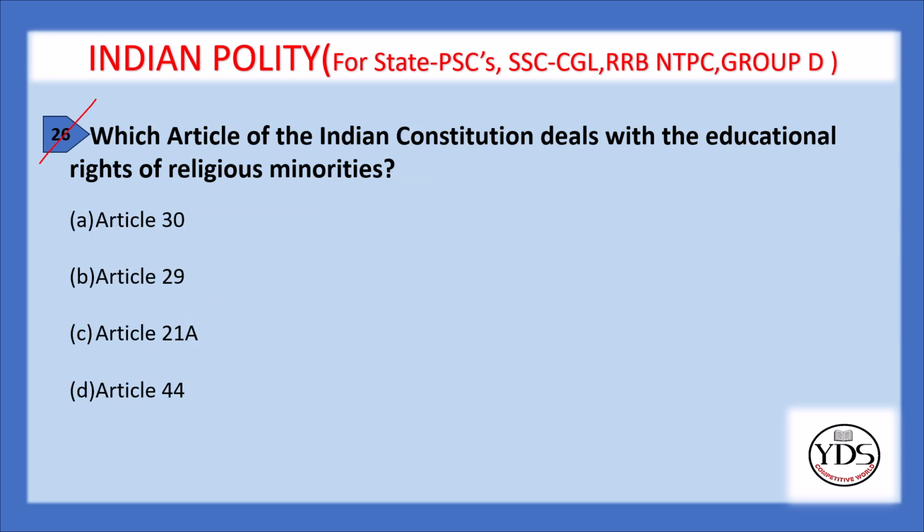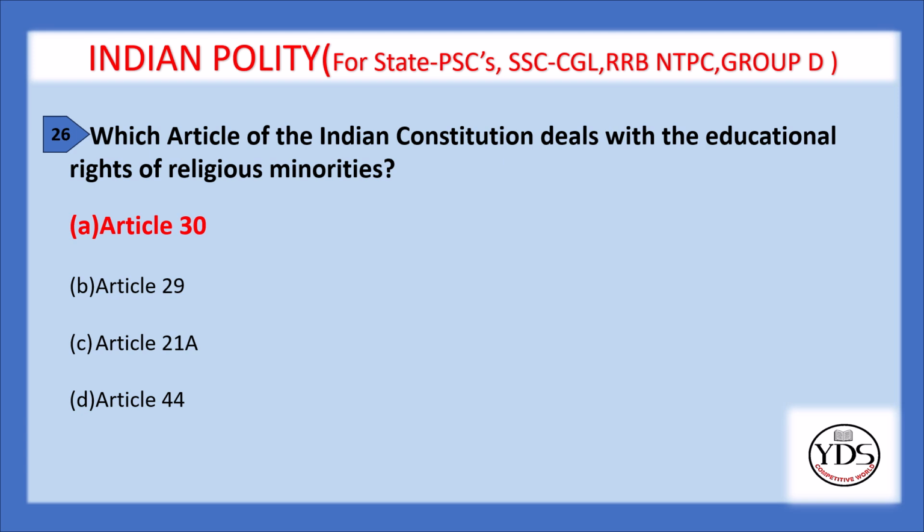Question number 26. Which article of the Indian Constitution deals with the educational rights of the religious minorities? Option A, Article 30. Option B, Article 29. Option C, Article 21A. Option D, Article 44. Option A, Article 30 is the correct answer. The Indian Constitution deals with the educational rights of religious minorities with Article 30.